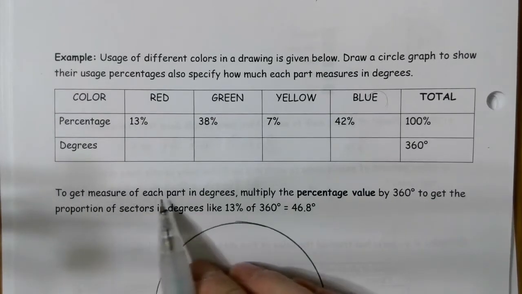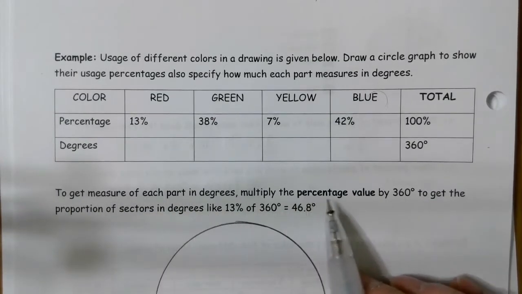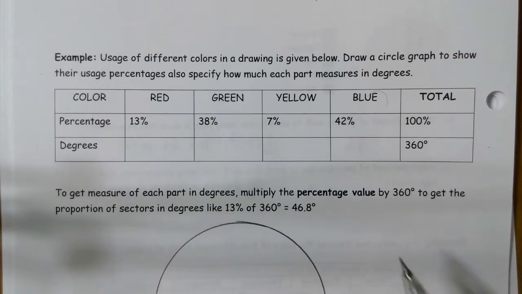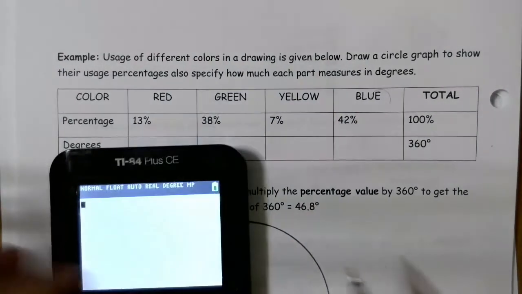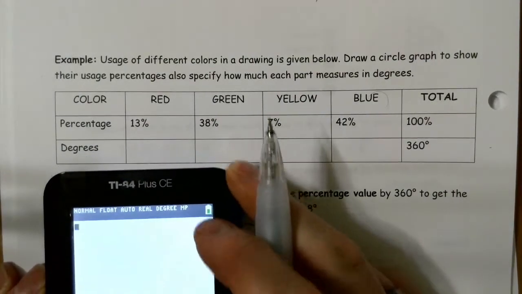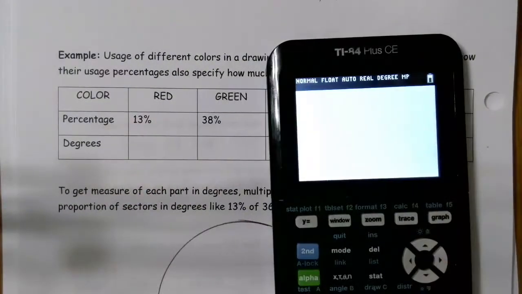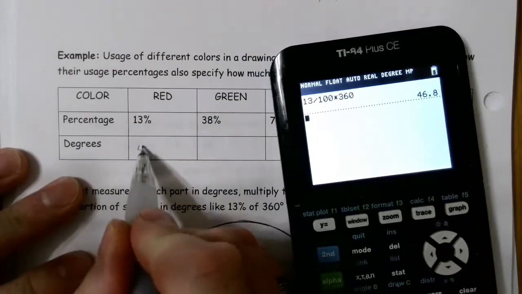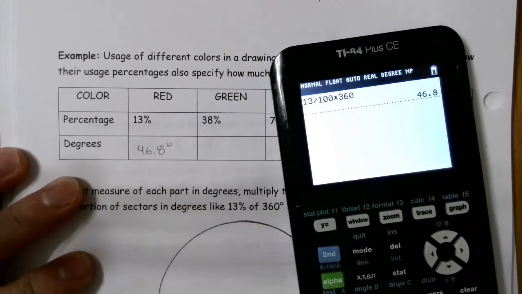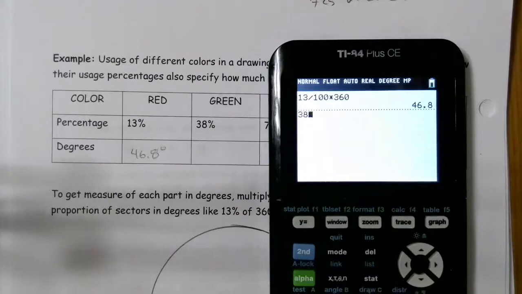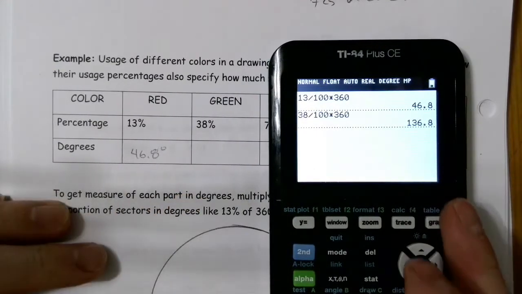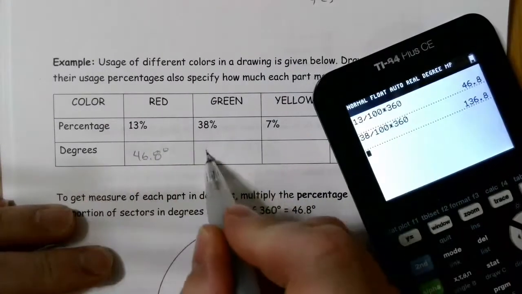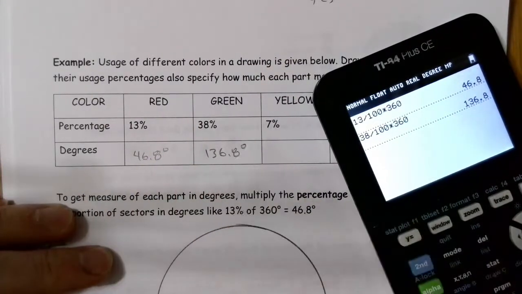So now remember, to get the measure of each part in degrees, we simply multiply the percentage values by 360 to get that percentage of the circle. So for example, for 13, I'll do 13 divided by 100 multiplied by 360. And so we get 46.8 degrees. Then we'll do 38 divided by 100 multiplied by 360, and I get 136.8 degrees.